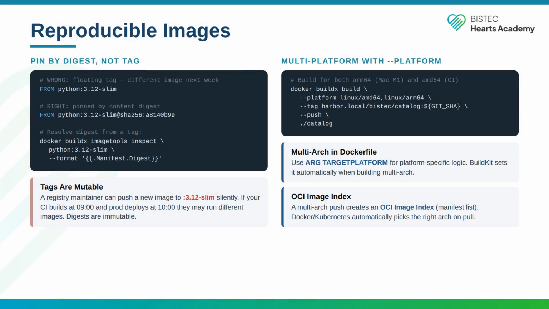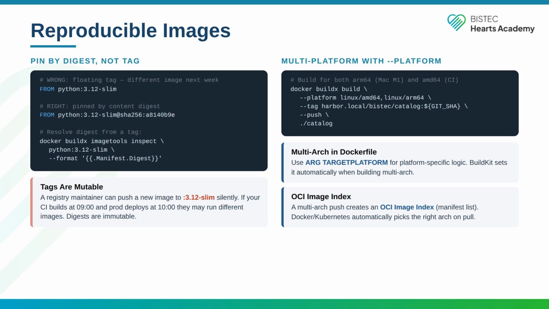A tag like python:3.12-slim is mutable. The image registry team can push a new image with that tag at any time. Your Monday build and your Friday build may use different underlying images even if your Dockerfile is identical. A digest, the SHA-256 hash, is immutable. It refers to exactly one manifest forever. If you reference python:3.12-slim by a specific SHA-256, you're pinning to an image that cannot change. Your builds are now reproducible across time, across machines, and across CI runners.